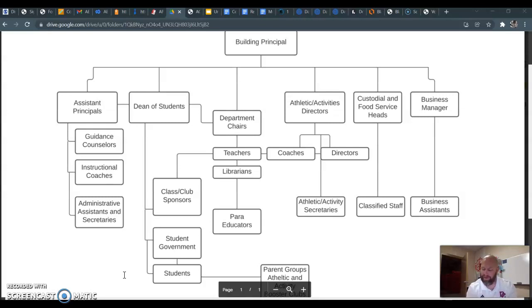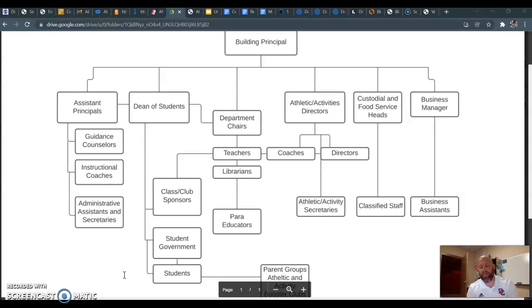I didn't know where to put parent groups. I know they are important to our schools and how they function. They do a lot for our schools in support of our students and programs, and I put them at the bottom, and their line arrow goes directly into student, as it's symbolic of the support that they give our students, and it feeds into everything else.